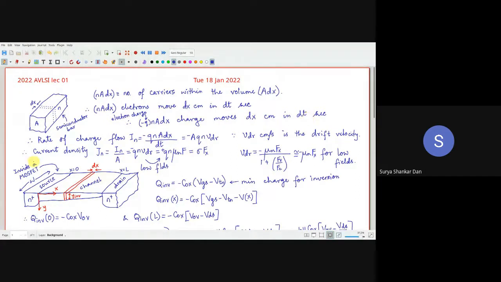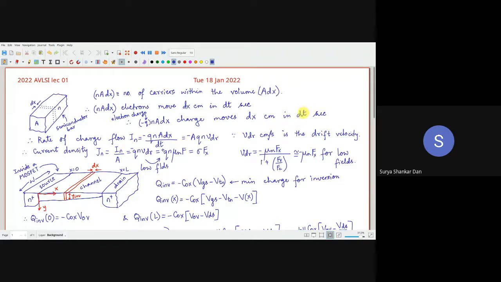Therefore, what is the rate of the charge flow? Remember, the rate of charge flow is how current is defined. Current is defined as the amount of charge flowing through any cross section in 1 second. So In will be equal to this much charge, that is minus q n A dx, divided by the time dt.